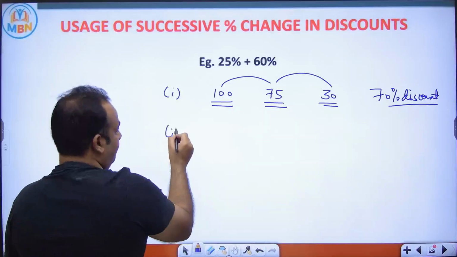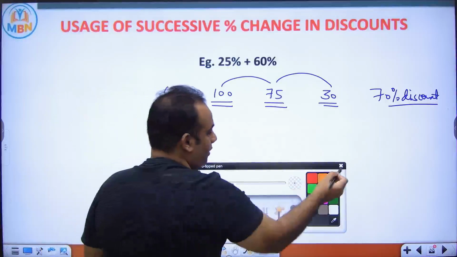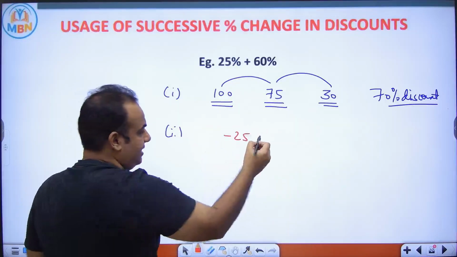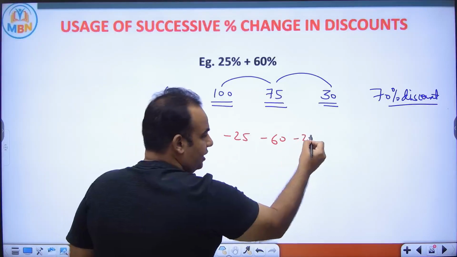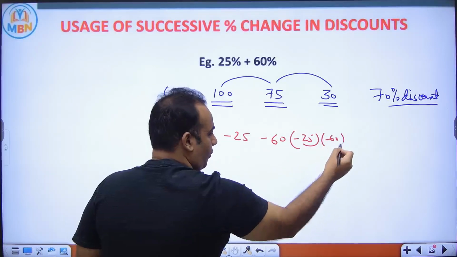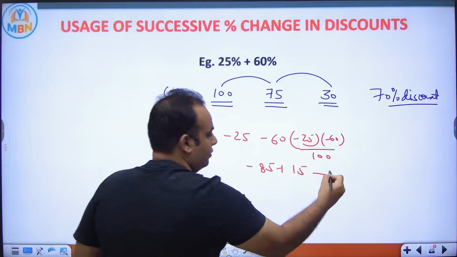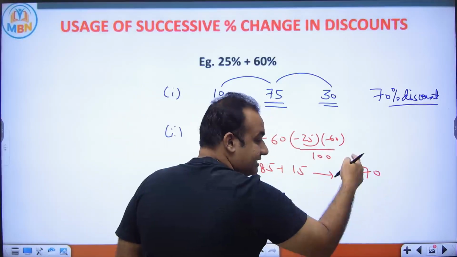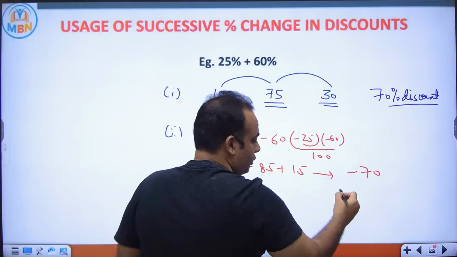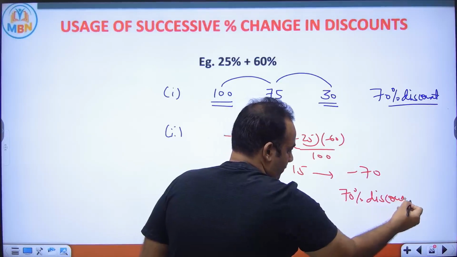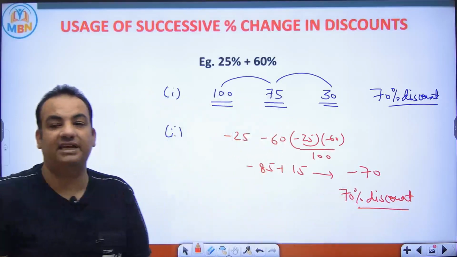The second approach is you can use the formula. The first change is minus 25. Why minus? Because there is a decrease. The second change is minus 60. So minus 25 plus minus 60 plus (minus 25 into minus 60) upon 100. So this is minus 85 plus 15. So that is minus 70. Minus indicates that there is a decrease. So it means discount. So a discount of 75. Sorry, 70%. A discount of 70%.